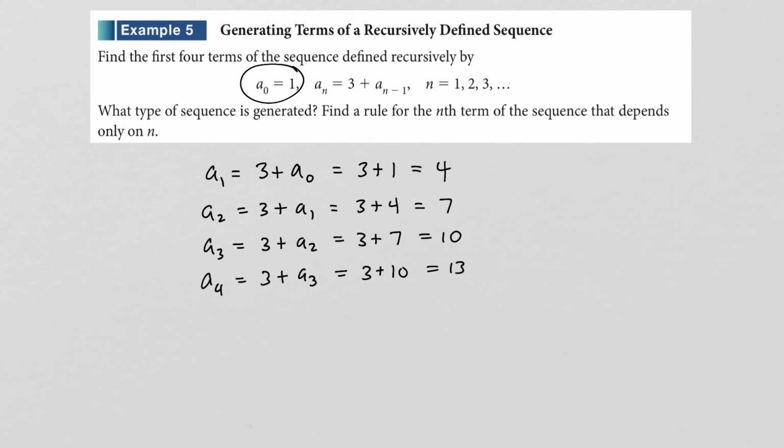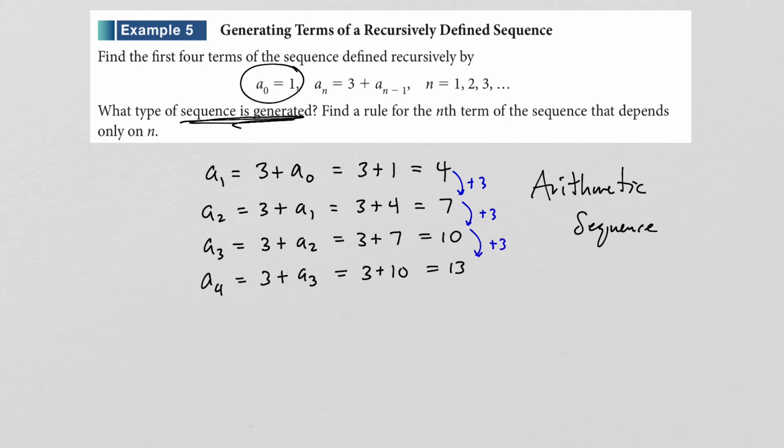And then it asks you, what type of sequence is generated? Well, this is an arithmetic sequence, right? It's an arithmetic sequence because we are adding the same number every time to get from one term to the next, right? Notice that we're just adding 3 every single time.